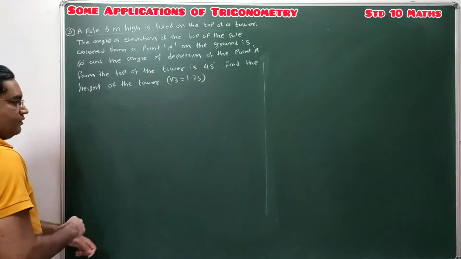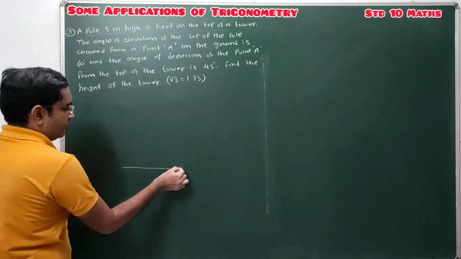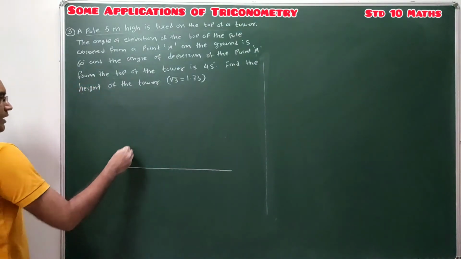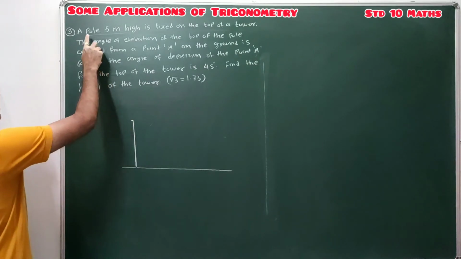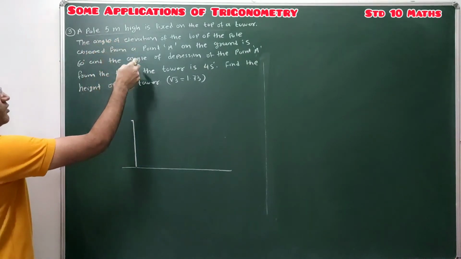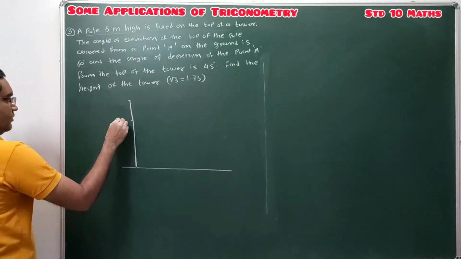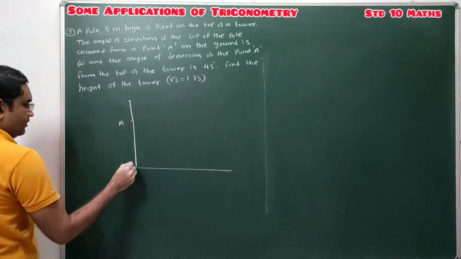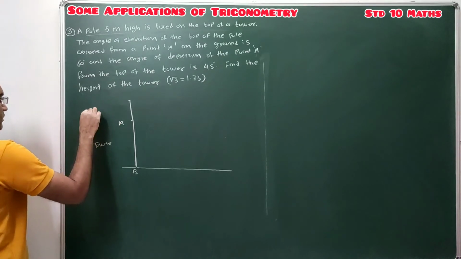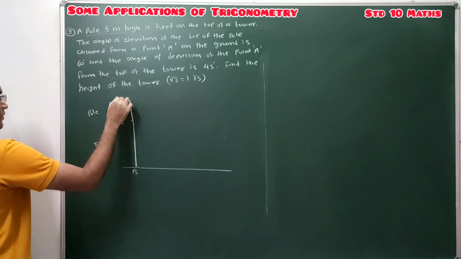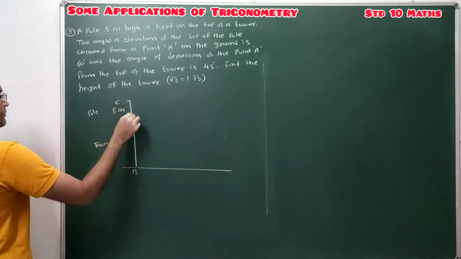So here first you have to draw the diagram. So what is the diagram? Ground level is there, one tower is there, and a pole of 5 meter high is fixed on the tower. So on the tower one pole is fixed. Suppose this one is AB. AB is our tower, and on this tower one pole is fixed. So AC is one pole, and the height of that pole is 5 meter.